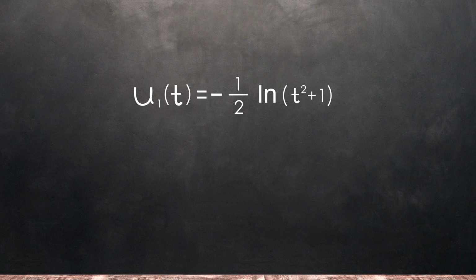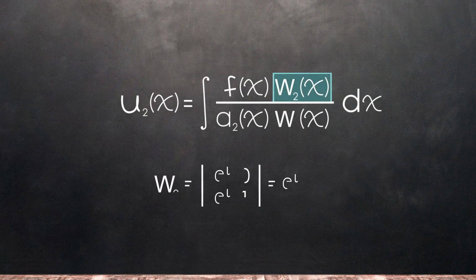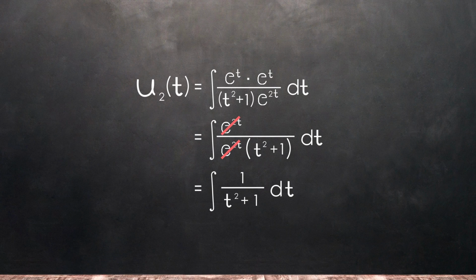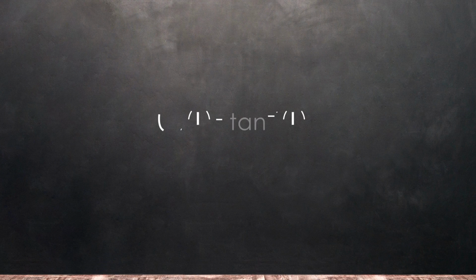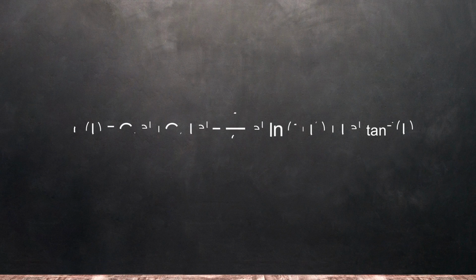Solving for u2, we first need to calculate w2, which is e to the t. Plugging everything into the formula, this simplifies down to an integral that can be solved using trig substitution. We will leave the integral up to the viewer to verify that the solution for u2 is tan inverse of t. Putting this all together, we have our particular solution p of t, and therefore the solution to the differential equation is the sum of the homogeneous and particular solution.